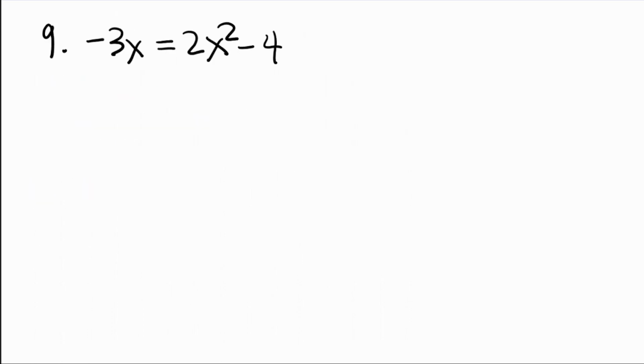Number 9 is also one that we're going to need to start with by setting it equal to 0, so I'm going to add 3x to both sides. And I'll say 0 equals 2x squared plus 3x minus 4. So are there any factors of 8 that add to positive 3? Or factors of negative 8 that add to positive 3? And I'm not thinking of any. So unfortunately, I'm going to have to use the quadratic formula.